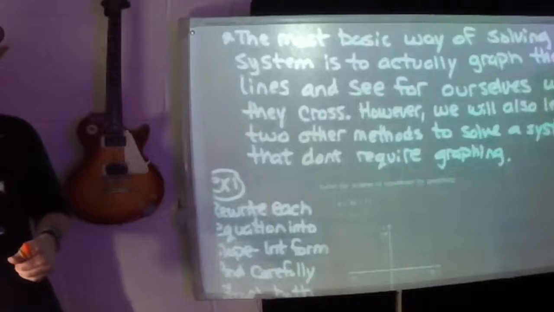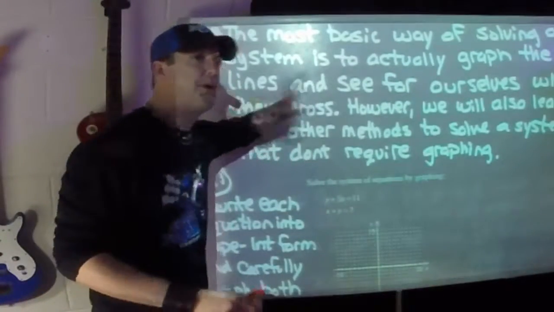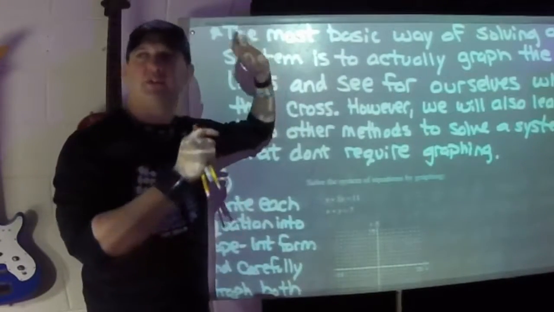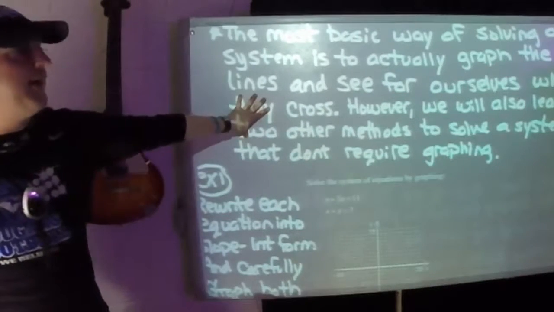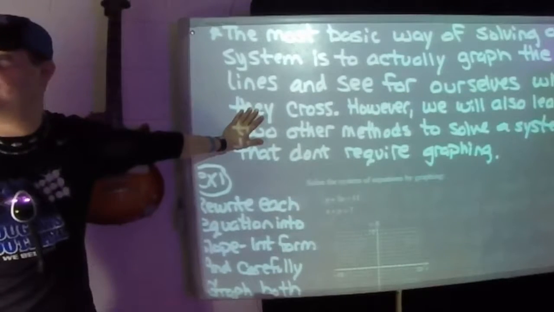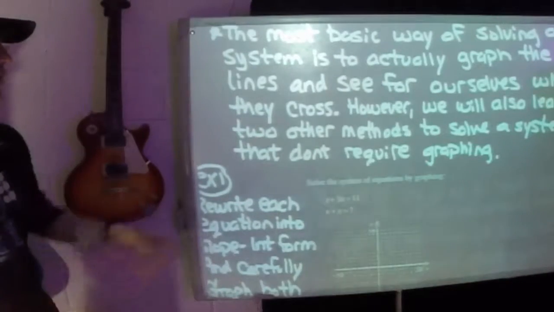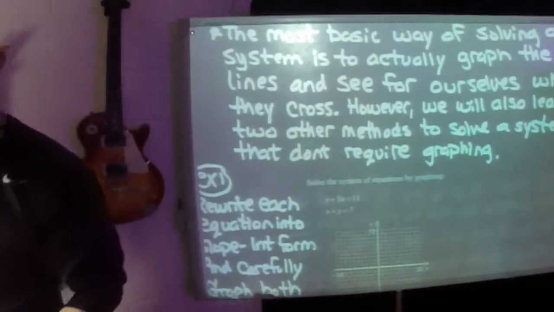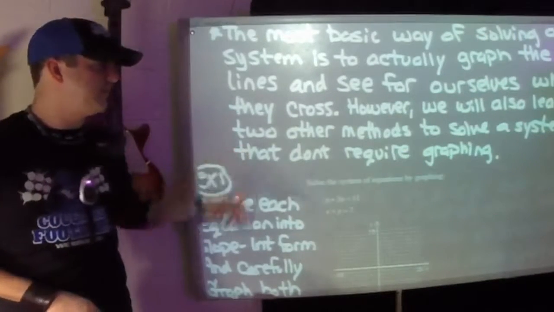The most basic way. When we introduce systems, the most basic way to figure it out is to put them both in y equals mx plus b. We're going to carefully use a ruler, graph it, and see for ourselves where on earth the systems cross. However, this is not the most practical way to do it, because there's a lot of human error when it comes to graphing. Starting on Monday, we're going to learn the two different methods for how to solve them. That is not graphing. Today we graph, Monday we use different methods.